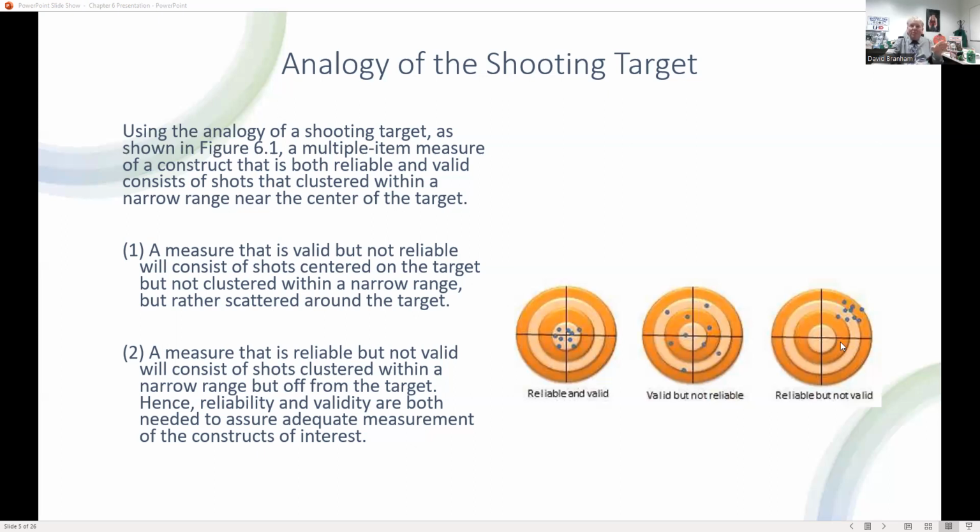A measure that is valid but not reliable will consist of shots centered on the target, but not clustered within that narrow range, but rather scattered around the target, like number 2. A measure that's reliable but not valid will consist of shots clustered within that narrow range, but off from the target. Hence, the reliability and the validity are both needed to assure adequate measurement of constructs of interest. You can't have one of them off and give you a good measure. A lack of reliability means that your measure will be off. A lack of validity means that you're not measuring what you're actually trying to measure.